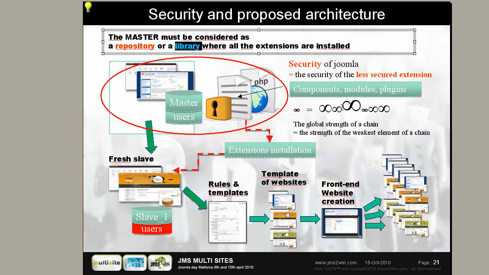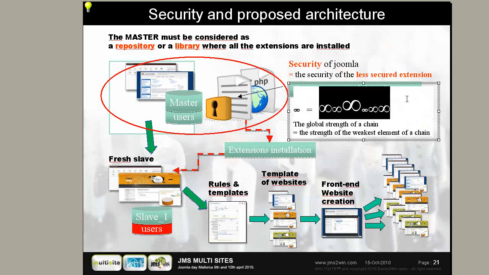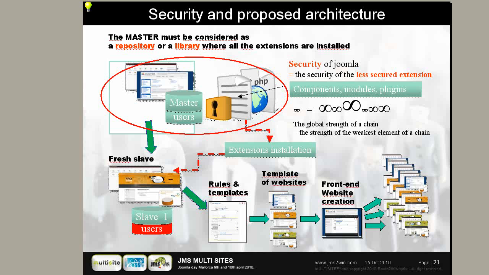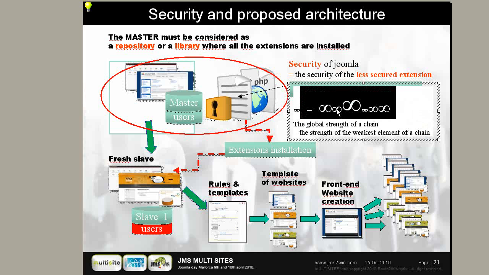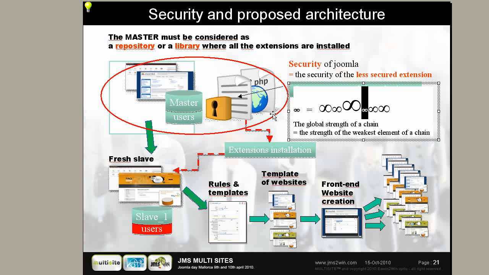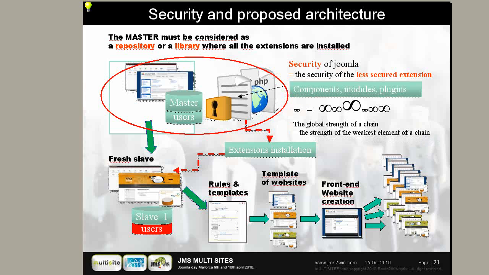And the reason is that we also consider, for security, that we have to install JMS Multisite in a specific place, because the security of a website in fact is the security of all component extensions that you can have in your website. And the strength of a chain is the strength of the weakest element of the chain. So this element decides the security of the whole chain.